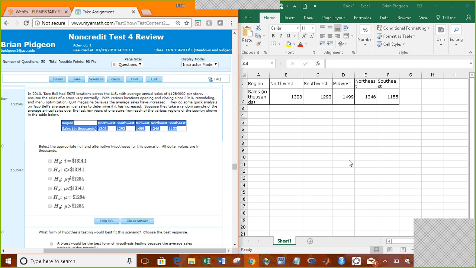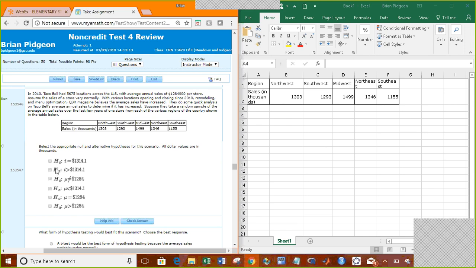So in 2010, Taco Bell has 5,600 locations across the U.S. with an average annual sales of 1,284,000 per store. Assume the sales of a store vary normally. With various locations opening and closing since 2010, remodeling and menu optimization, QSR Magazine believes the average sales have increased. So we're going to take a random sample of the average annual sales over the last few years. All right, and here we go.